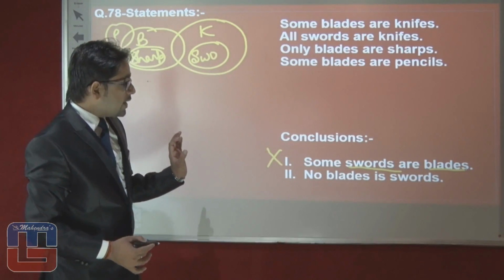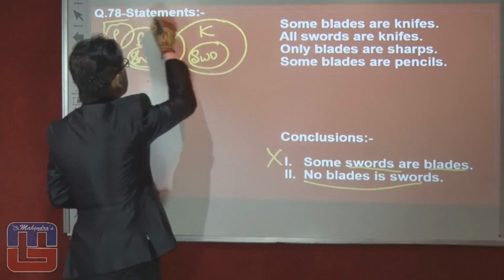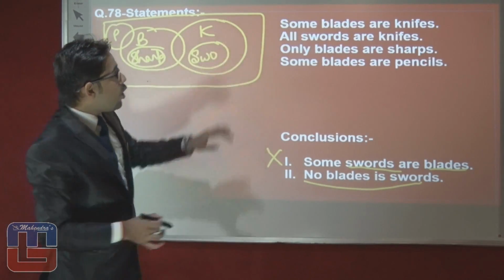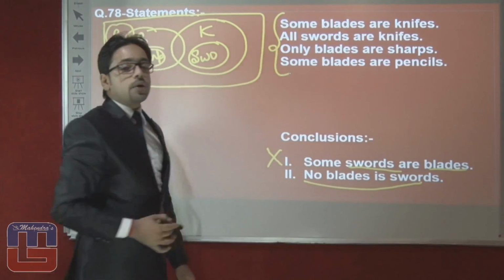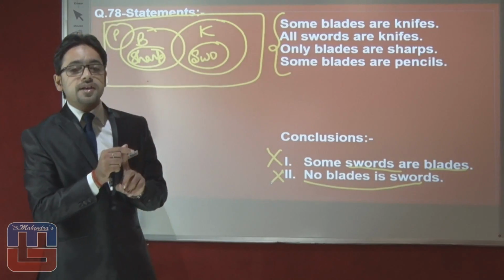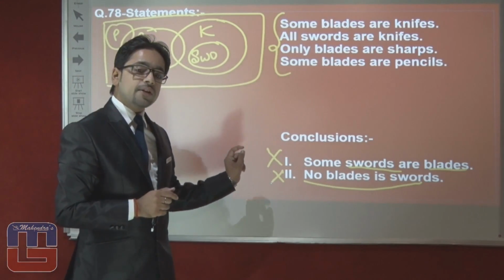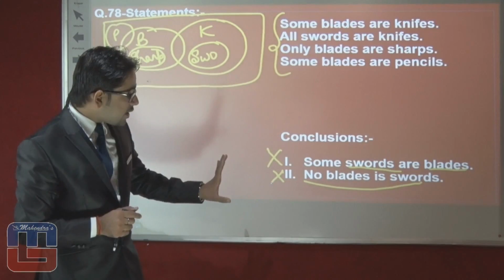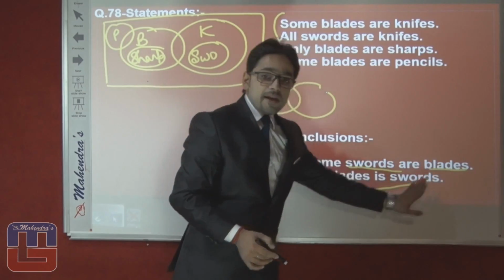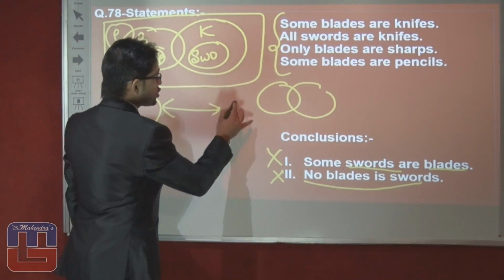Second conclusion again states no blades is swords. As you can see here, all the diagram which we have made is positive diagram. If examiner has given all the information in positive sense and conclusion is written in negative sense, so conclusion will be false. We can say that if positive statement is given, then answer will be in a positive manner. If negative statement is given, then answer will be in a negative manner. As you can see here, first statement is saying there is some positive relation between swords and blade. Second conclusion is saying there is negative relation between blades and sword.